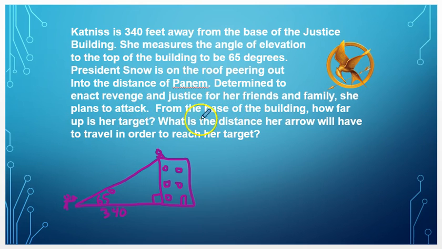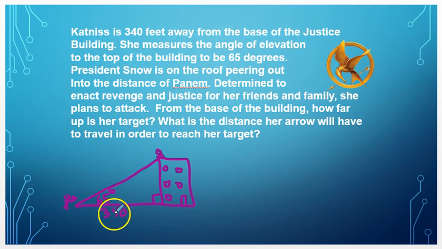And so we have a person set on our bench here. She wants to know from the base of the building, how high up is the person? So that's one of the questions we're asked. And the second part of the question is, what's the distance the arrow would have to travel? Well, the arrow is not going to go over and up. It's going to go directly diagonally to the person. So basically, they want us to find the two missing sides of this triangle.